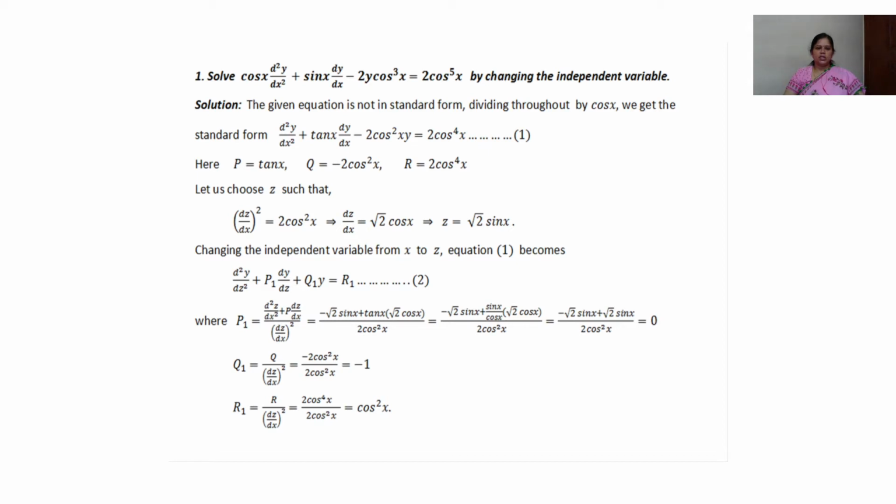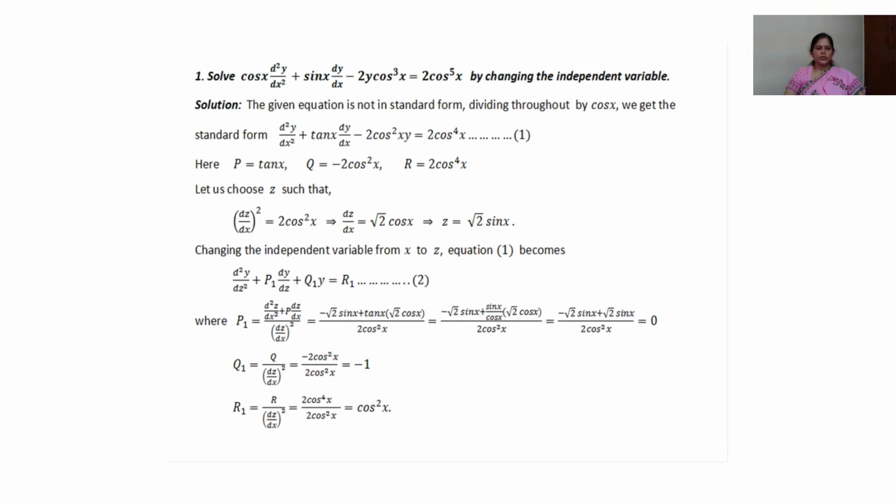Now changing the independent variable x to z, equation 1 becomes d²y/dz² plus p1 into dy/dz plus q1 into y is equal to r1, where p1 is equal to (d²z/dx² plus p into dz/dx) by (dz/dx)², and q1 is q by (dz/dx)², and r1 is equal to r by (dz/dx)². We should know these formulas for p1, q1, r1.